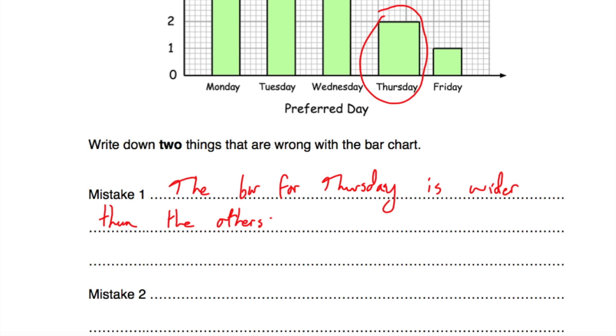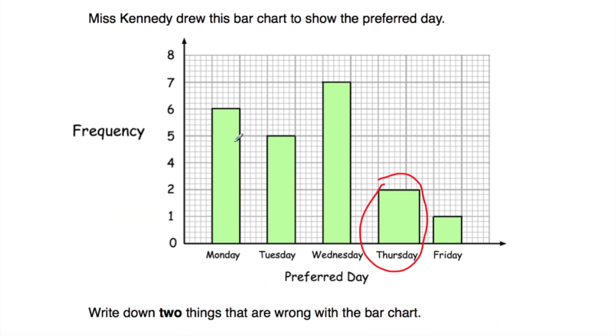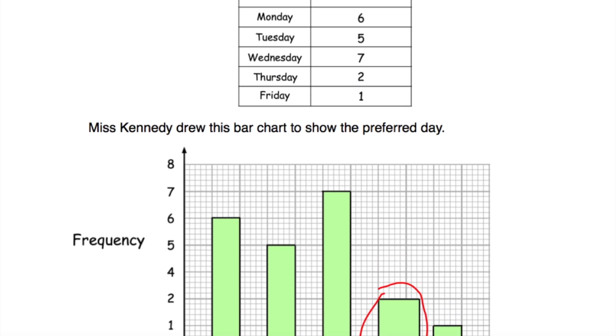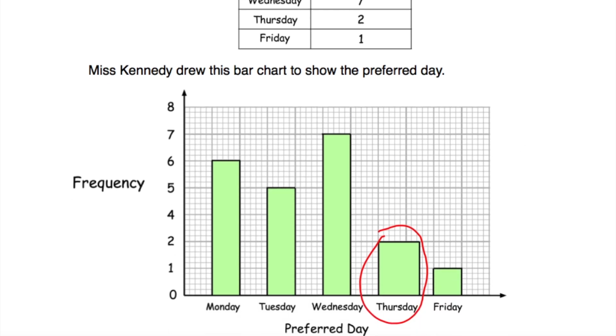Let's have a look at mistake 2, and see if we can find another mistake. In terms of the bars, we've got Monday, Tuesday, Wednesday, Thursday and Friday. Fantastic. Let's check the height of the bars. We've got 6 for Monday, 5 for Tuesday, 7 for Wednesday, a height of 2 for Thursday and a height of 1 for Friday. So the heights of the bars look okay.